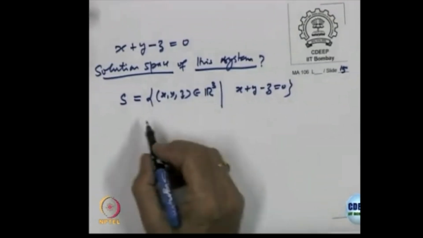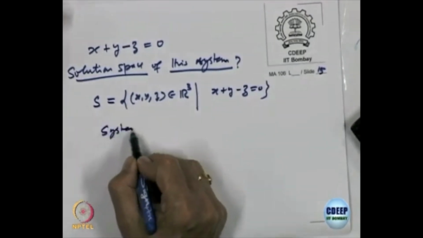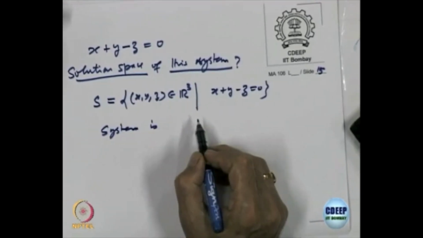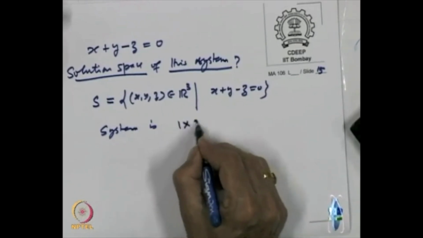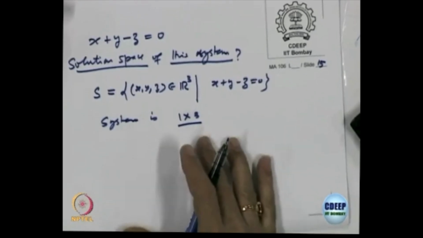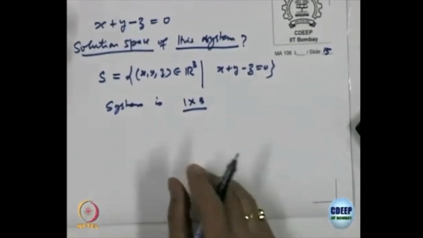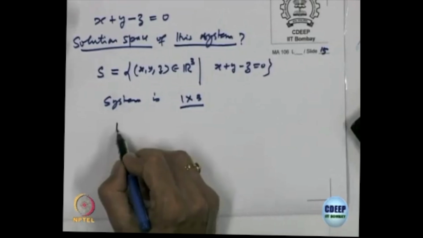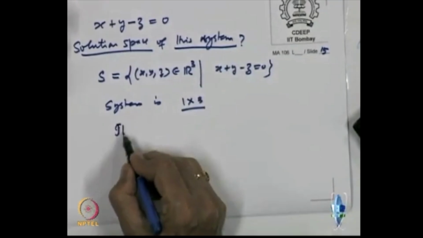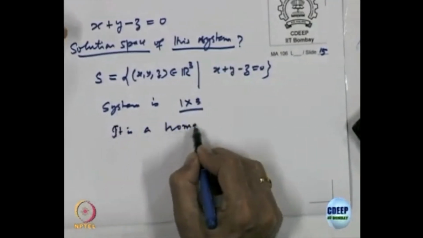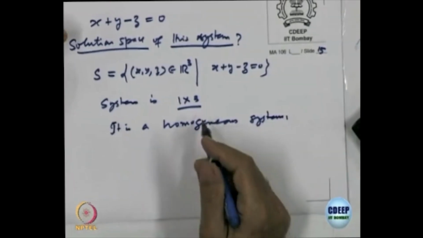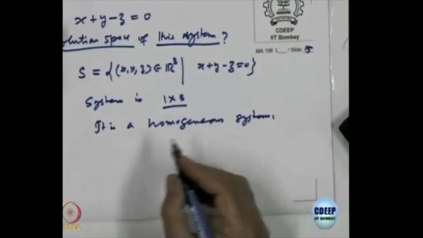So what is the order of the system? 3 variables, 1 equation. So 1 cross 3, right. So what is going to be the rank, to find all solutions? It is a homogeneous system, right. So what is the rank of this?